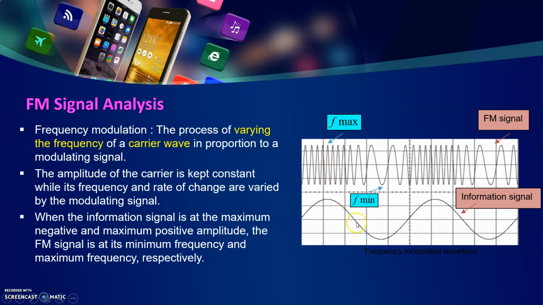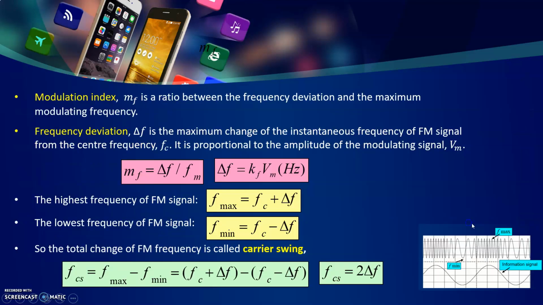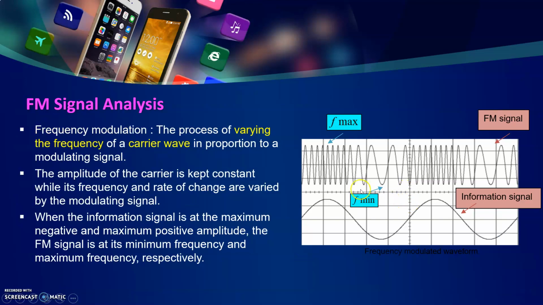And when the information signal is at the maximum negative value, the frequency of the carrier wave will be minimum. It will keep changing from the maximum frequency to the minimum frequency. This is how the FM signal is produced.